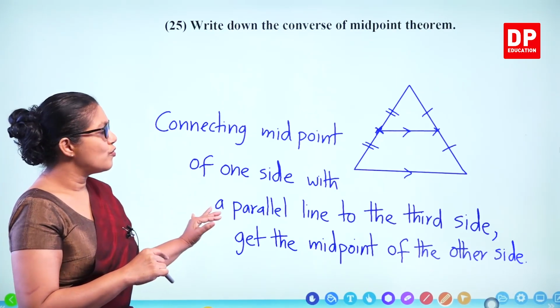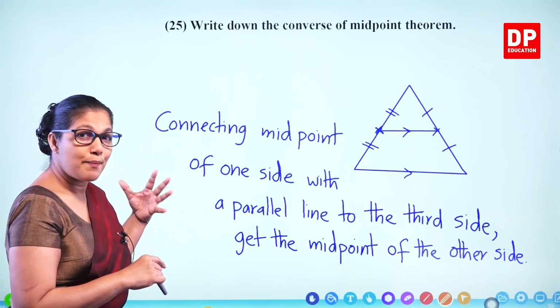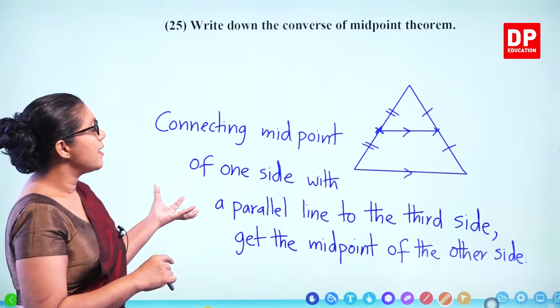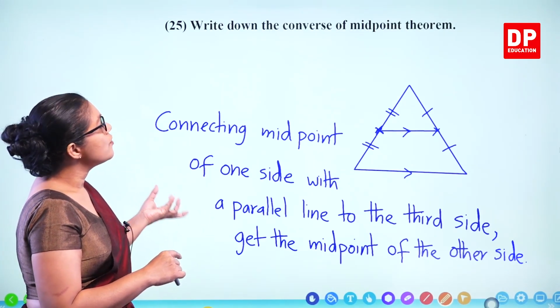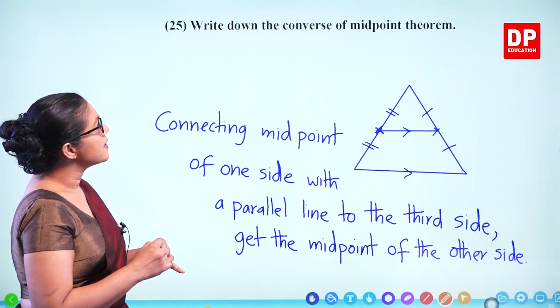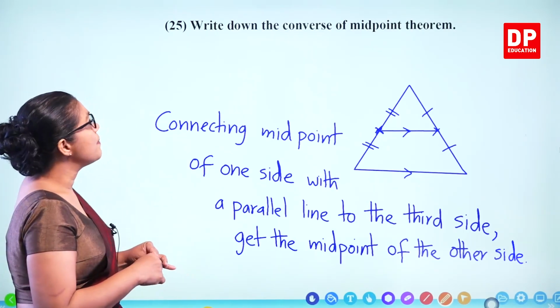So you can use your own words. If you can't remember the exact words, you can write your own words. You get marks for that. That's called the converse midpoint theorem.